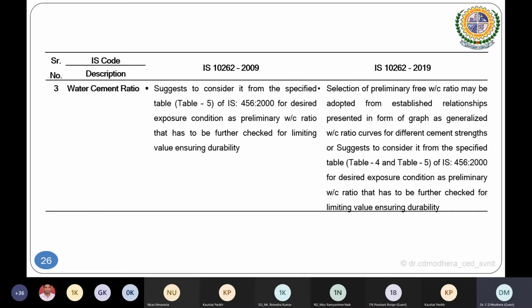However, in 2009, Table 5 of IS 456 for the desired exposure condition, remember exposure condition plays a key role so far as concrete mix design is concerned, and that is very important. The preliminary water cement ratio has to be further checked for limiting values to ensure durability. So these statements are available in 2009. In 2019, selection of the preliminary free water cement ratio may be adopted from established relationships. So one graph is given, and from those different graphs you can get the expected water cement ratio, and further checks are required.